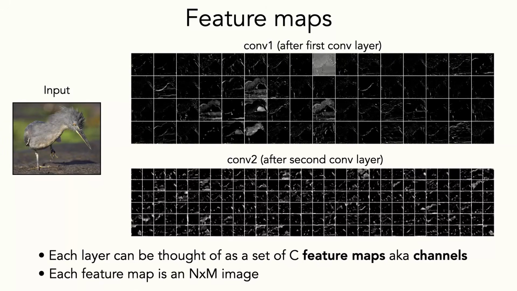And then after that second convolutional layer, these things start to get a little bit more complex. They can often be quite difficult to interpret. But every layer can be thought of as a set of C feature maps or channels, and every feature map is essentially a structural representation. It's an image. It has height and width.